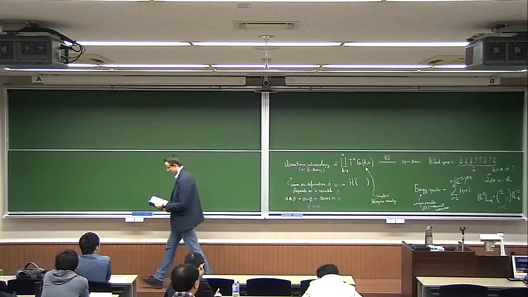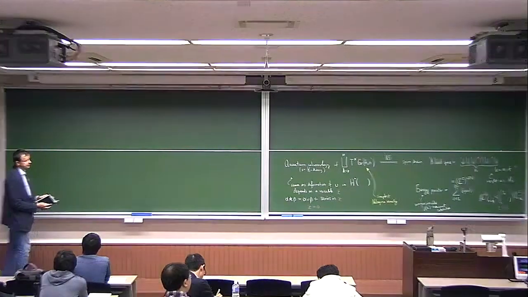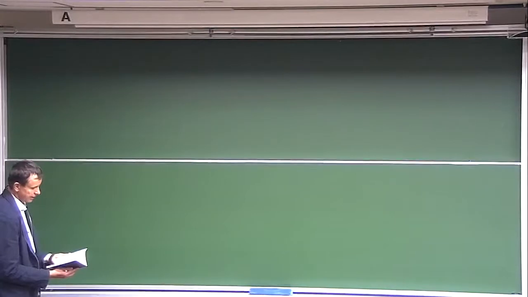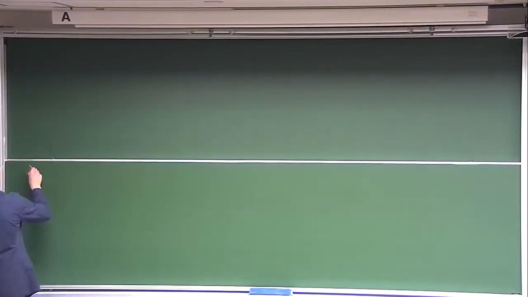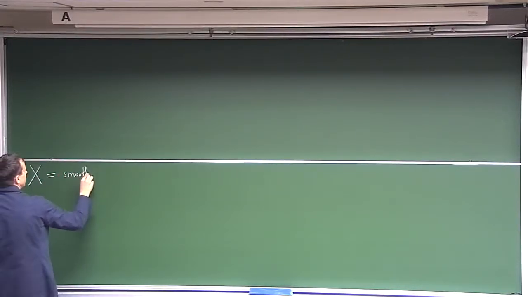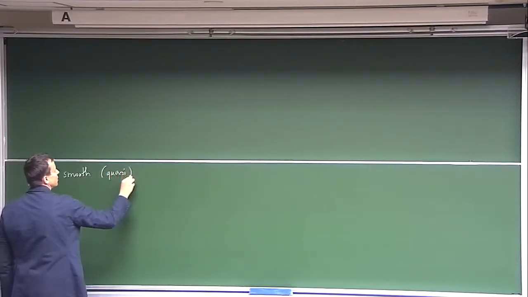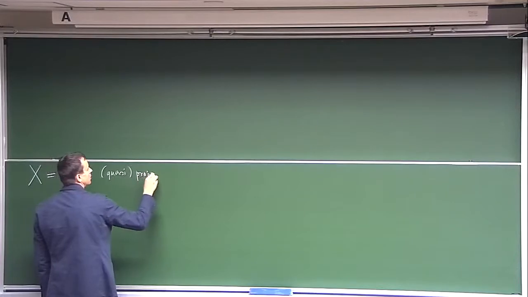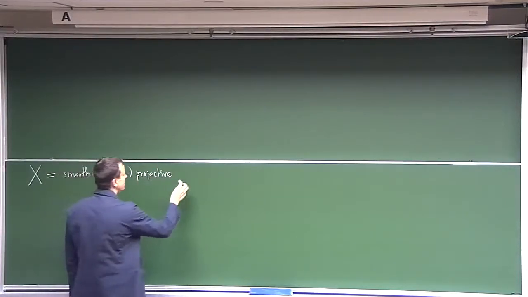So we'll start maybe slowly. We'll start with some variety X, and for now this will be smooth, maybe quasi-projective, algebraic variety.